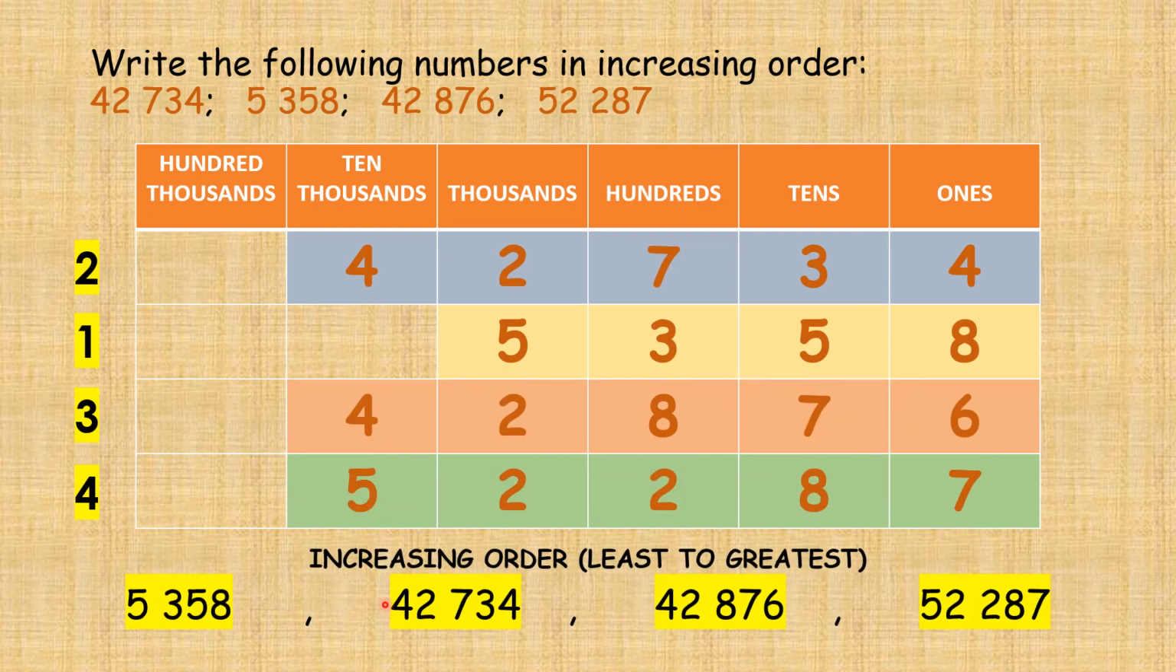So, in increasing order, we write 5,358, 42,734, 42,876, and 52,287 as the greatest number.